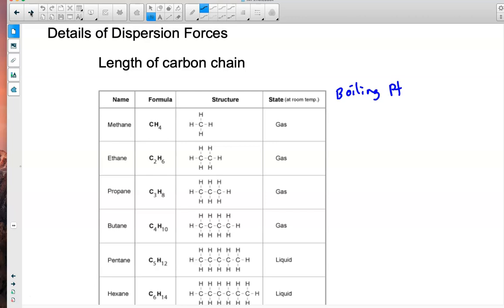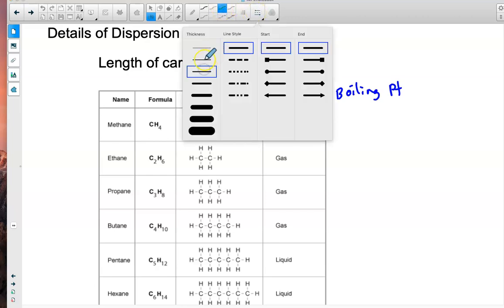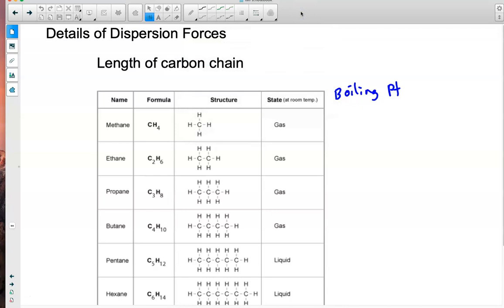So let's do this a little bit in a different order. Instead of me talking about the IMFs, I'm going to give you the property first. So the boiling point of these substances is going to change according to the length of the hydrocarbon chain. And you can see that this table already lists what phase the compounds are found in. So now I'll give you the boiling points to back those up.